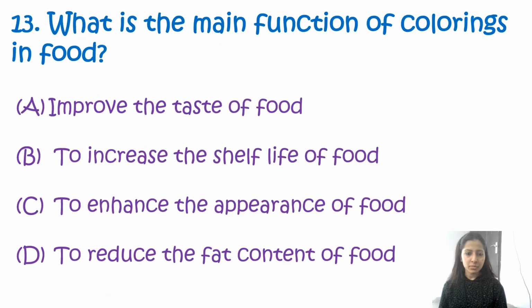Question number 13. What is the main function of coloring in food? Option A, to improve the taste of food. Option B, to increase the shelf life of the food. Option C, to enhance the appearance of food. Option D, to reduce the fat content of the food. So what are food colorings actually?